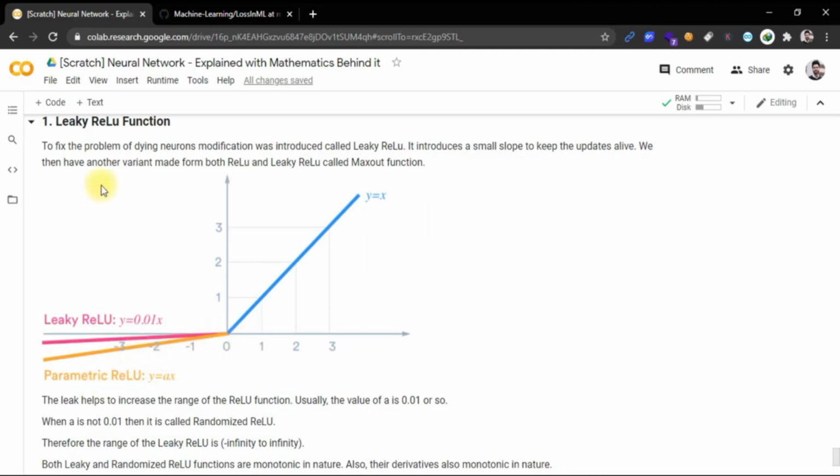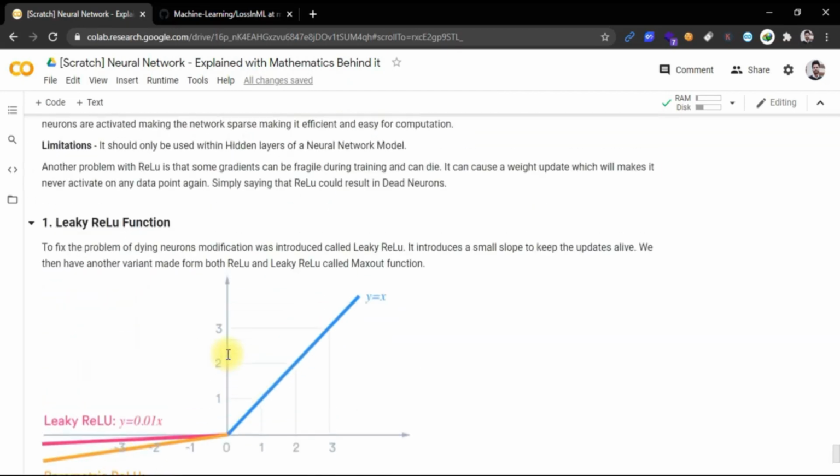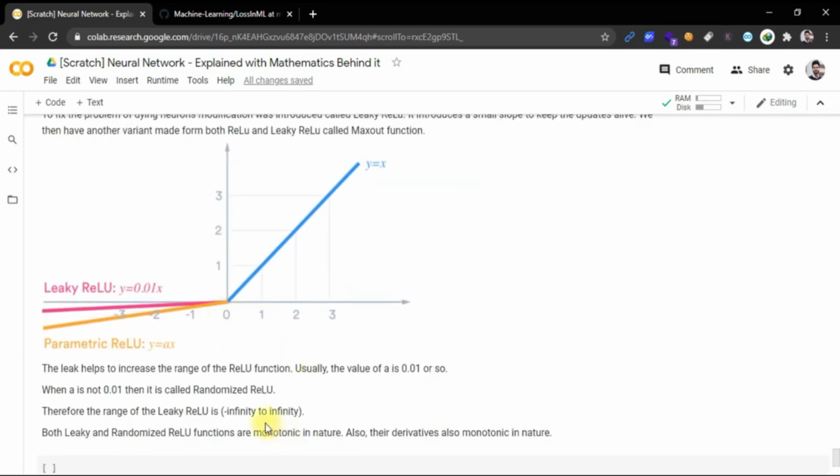We can have another variant made from ReLU and leaky ReLU functions, called the maxout function. Here the leak helps to increase the range of the ReLU function. Usually the value of a is 0.01 or so. Where a is not 0.01, it is called randomized ReLU. Then the range of leaky ReLU is -infinity to +infinity. As you see, before its range was 0 to infinity, but now its range is -infinity to +infinity.